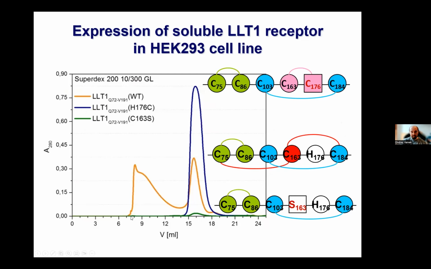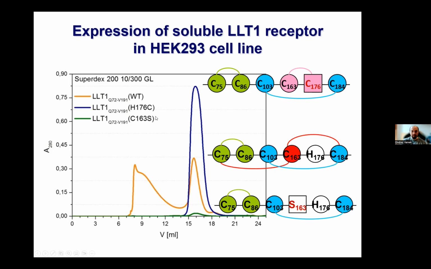And when we expressed the ectodomain of LLT1 in the human embryonic 293 cell line, we observed a lot of aggregation, a lot of misfolding, and by using mass spectrometry we learned that the wild type has misconnected disulfides due to the presence of this odd cysteine residue.